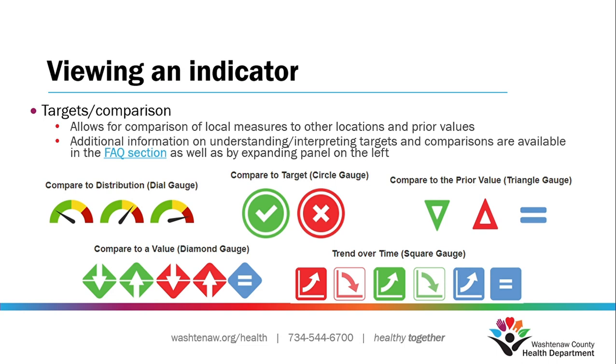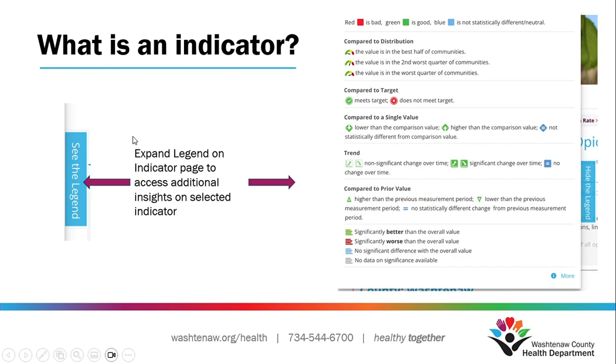Another method that can be used is when you're looking at an indicator, you'll see a box on the left-hand side that says see the legend. It's a blue box. If you click that box, then it will expand into another pop-up. Again, that just tells you additional information about these comparisons to help interpret what they're telling you.